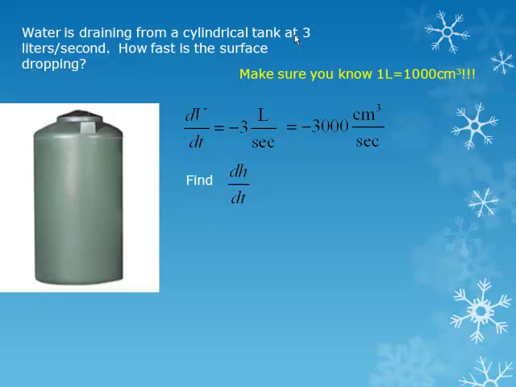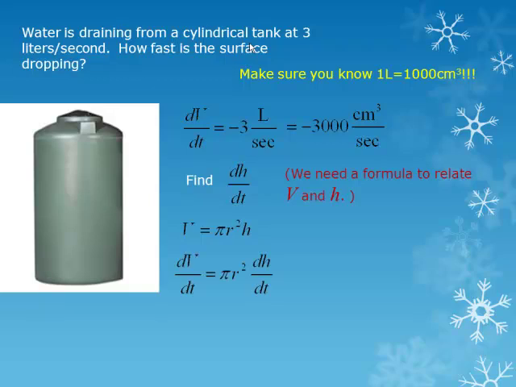We are looking for dH/dt, right? How fast is the surface dropping, or the height? So we need a formula to relate V and H. Well, I have a cylinder, and I know the volume of a cylinder is pi r squared h.